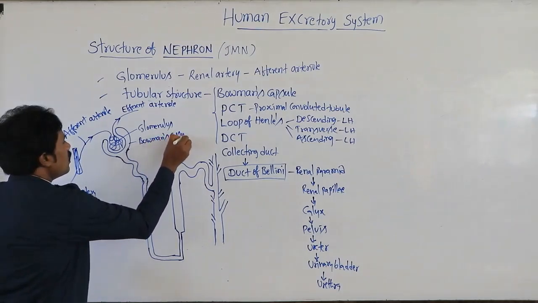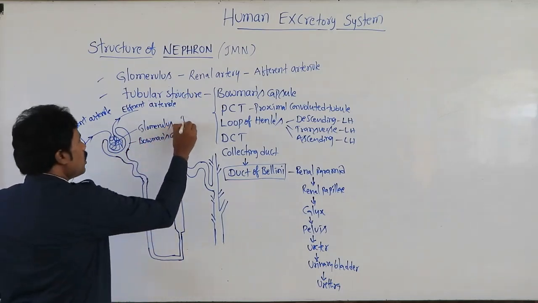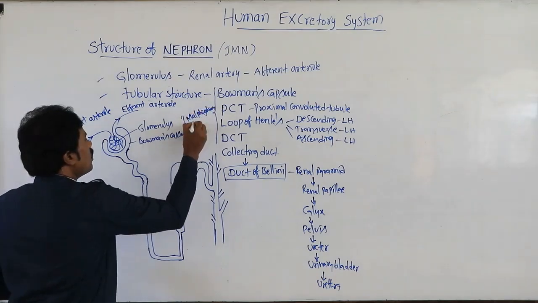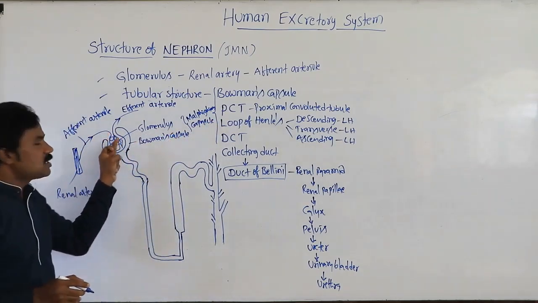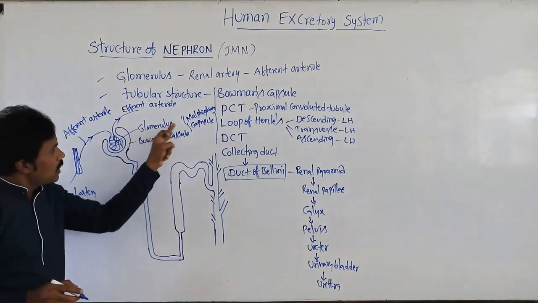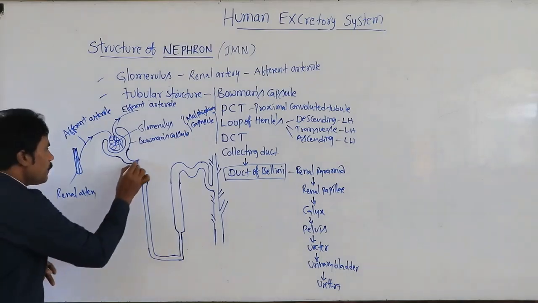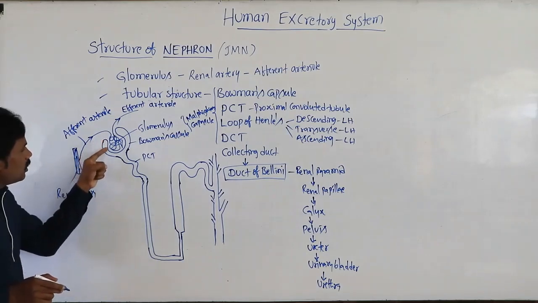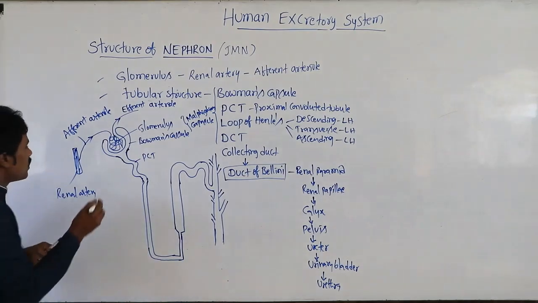The glomerulus and Bowman's capsule collectively we call the Malpighian corpuscle. That is important. This is the proximal convoluted tubule.